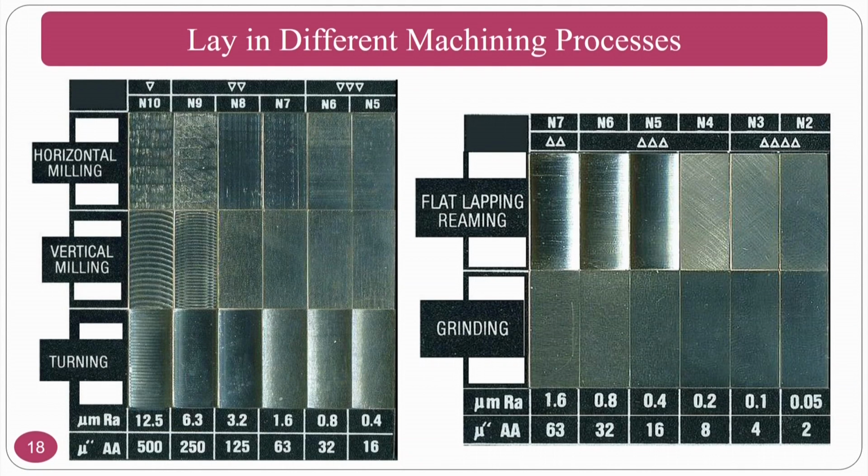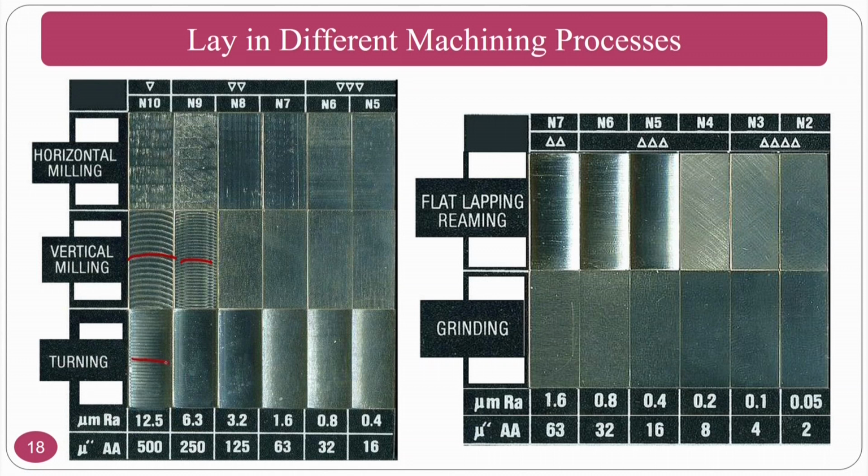Okay, I was telling you about the lay. Lay is nothing but the predominant direction of the surface roughness. I am ending the surface roughness here itself, so I am not coming into the next zone. In milling, grinding, lapping and so on, there is a predominant direction. Horizontal milling will have a particular lay. Vertical milling will have a lay like this.